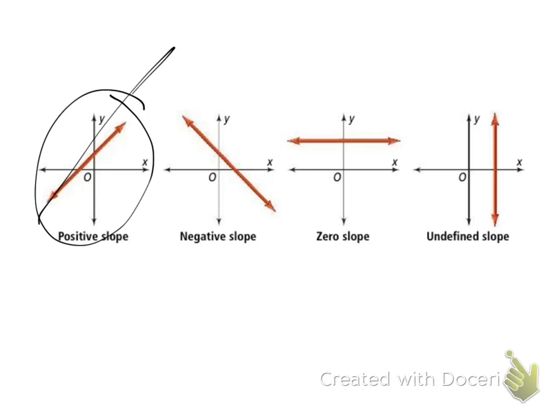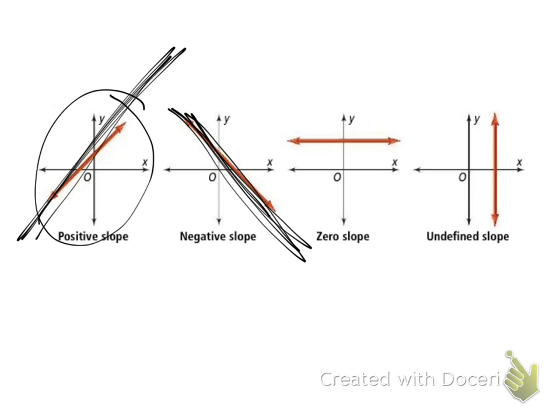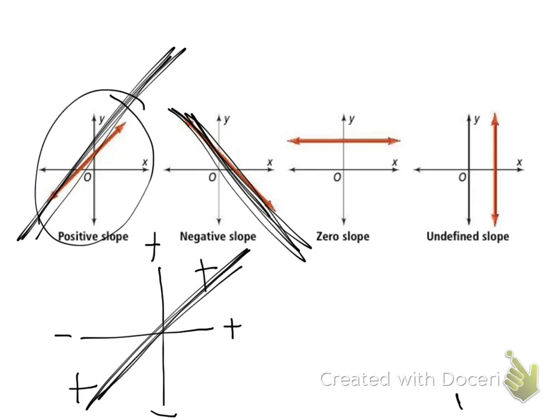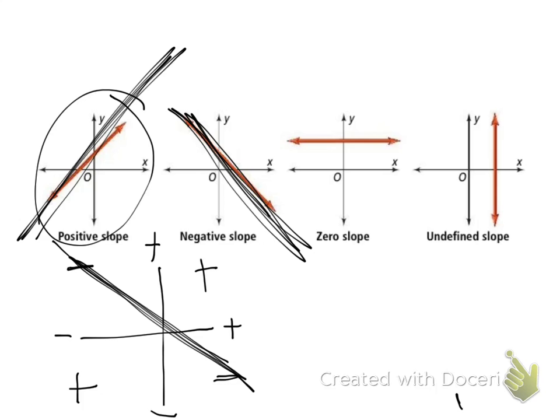Positive slopes go in this direction. Negative slopes go in this direction. This might help you if I think of where my positives and my negatives are. Positive times a positive gives me positive. Negative times a negative gives me positive. Positive slopes go this direction. Positive times a negative is a negative. Negative slopes go this direction.